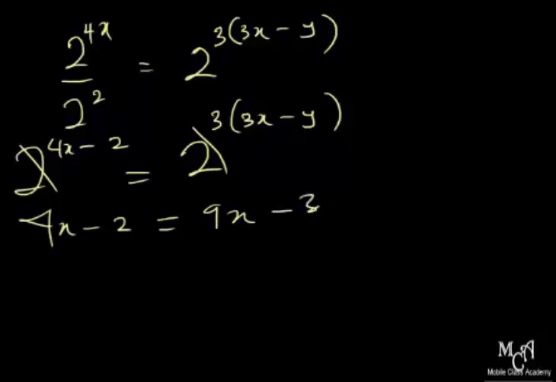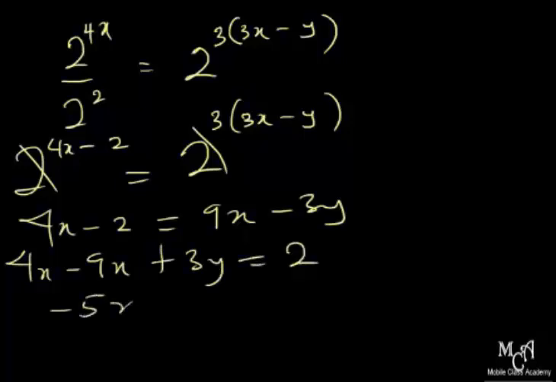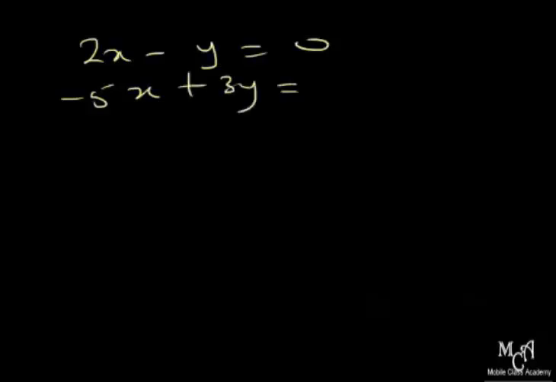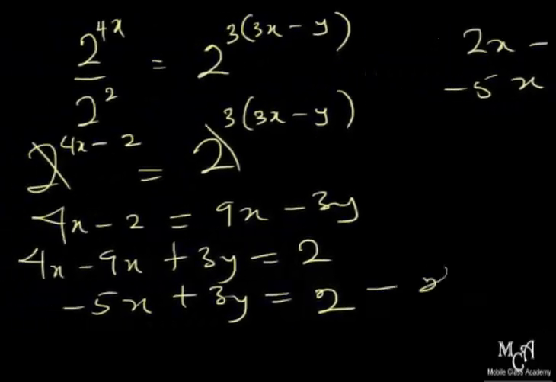This time this is what? Minus 3y. So you collect like terms. If you collect like terms, you have 4x minus 9x plus 3y is equal to, take this one here, it becomes 2. So this becomes minus 5x plus 3y equal to 2. So if you bring them together, you have 2x minus y equal to 0, and minus 5x plus 3y is equal to 2. So these are our equations that we got respectively. So this now becomes equation 2. This is now a normal simultaneous equation.